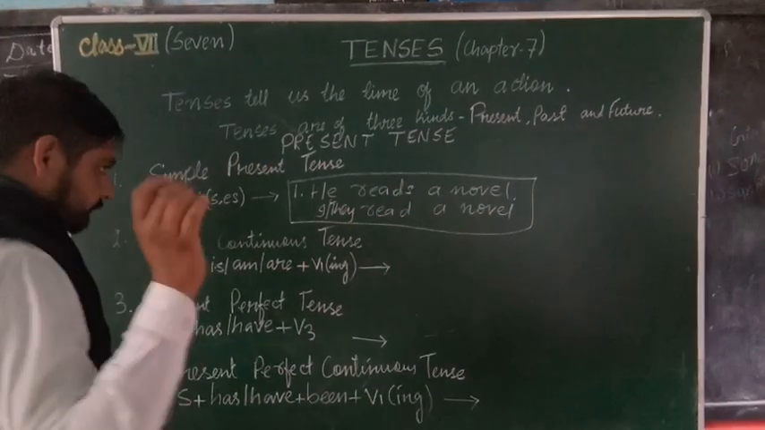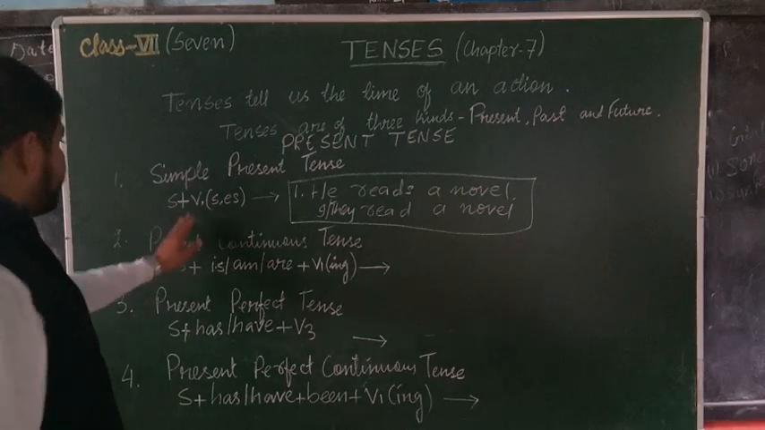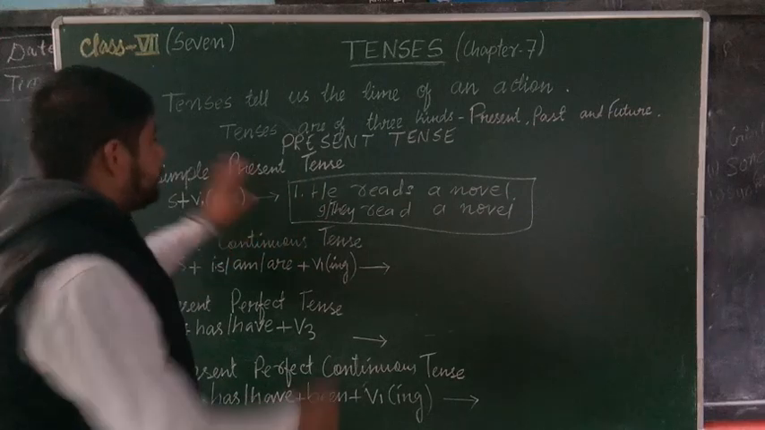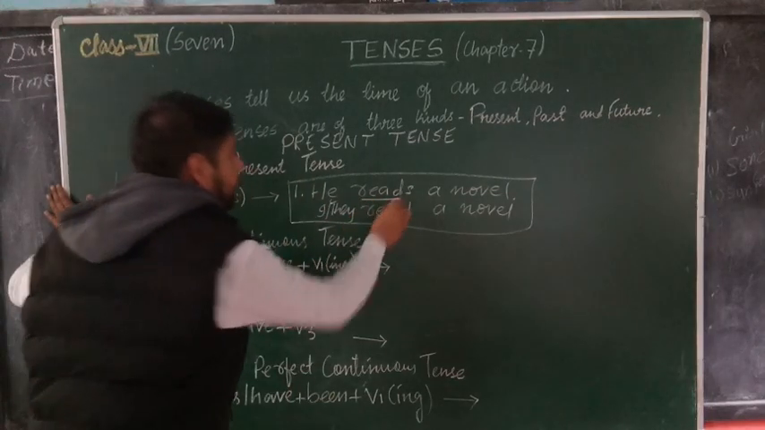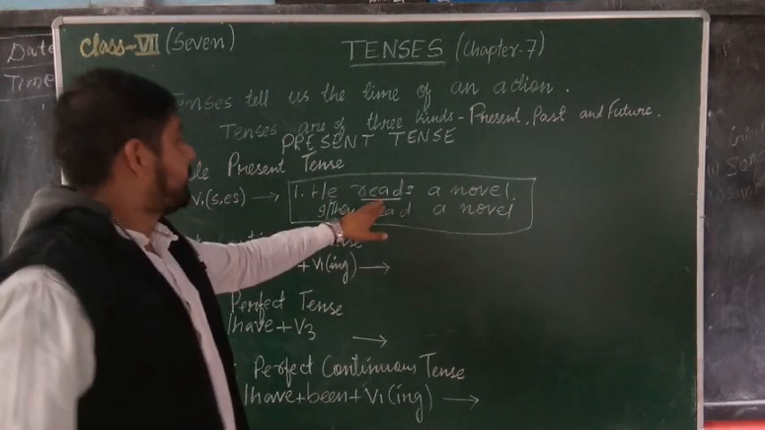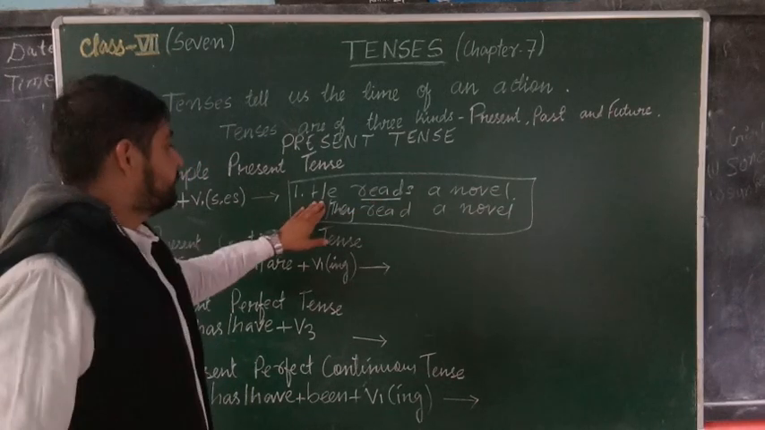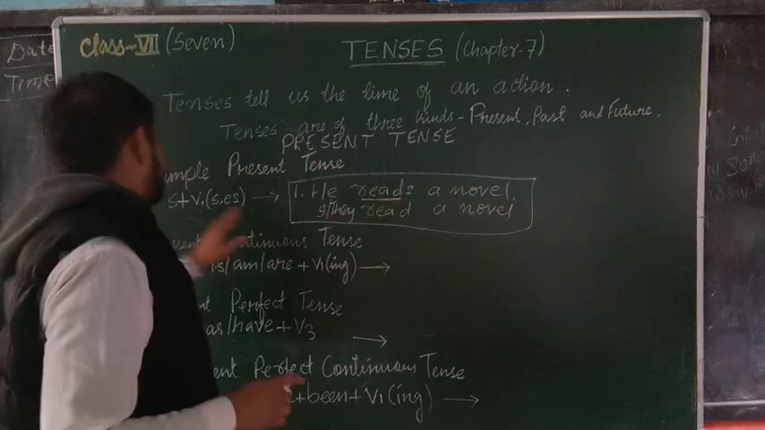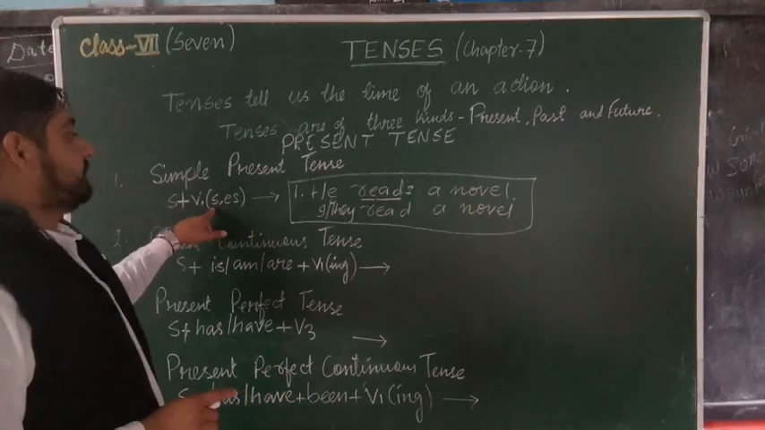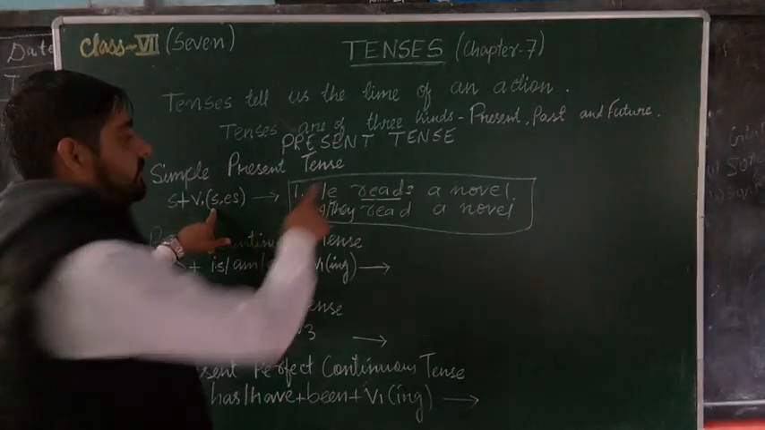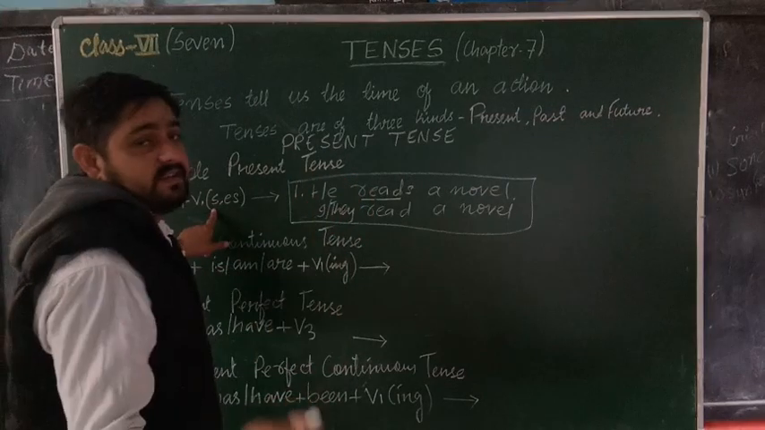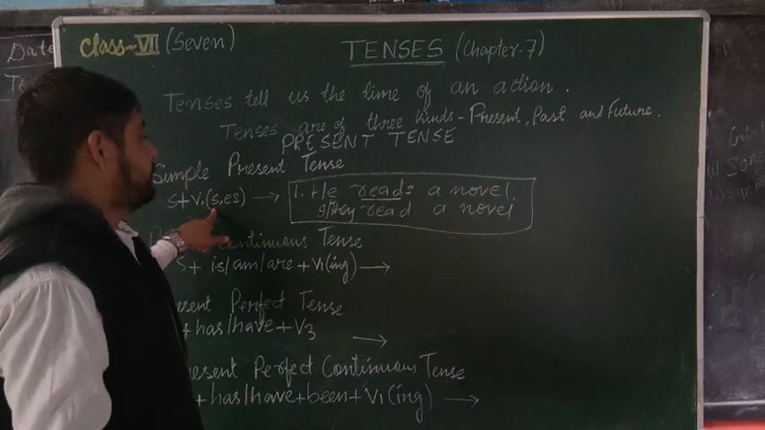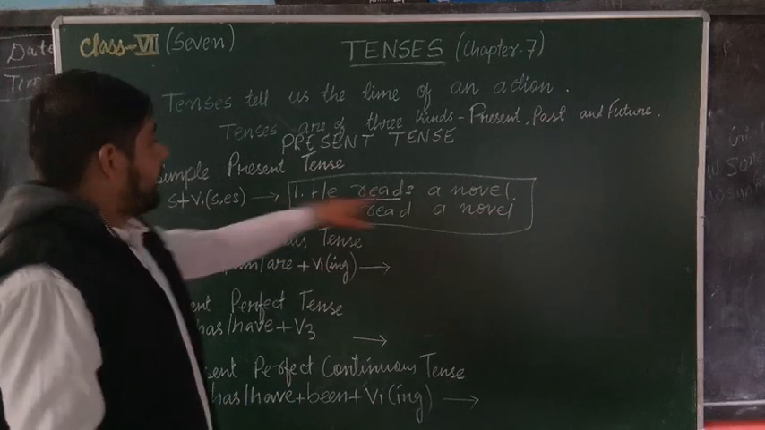So now you see here, he is a subject, fine. Then this is our first form of the verb. He is our subject, read is our first form of the verb, and s is there. Sometimes, if the verb is catch, then we write es: catches. He catches a ball.